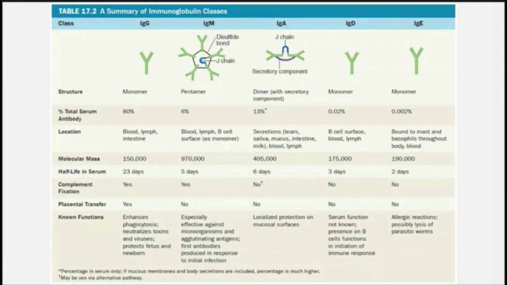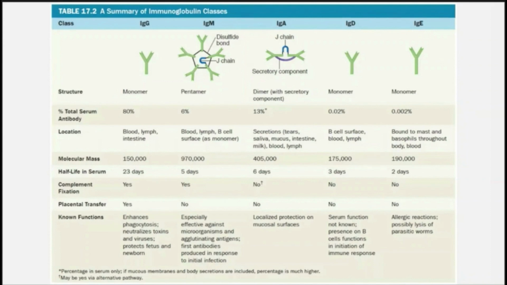Here you'll notice that IgGs have a very long half-life in serum. So after 23 days, a particular IgG with its own specific variable chains, only about half of them will decay after 30 days. Don't worry about complement fixation. Let's now move on to placental transfer, and here you'll see that the IgGs are capable of being transferred through the placenta.